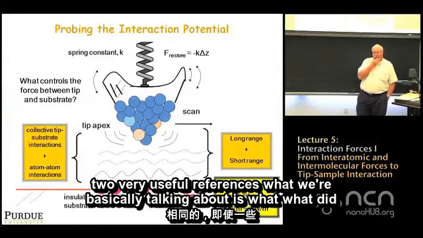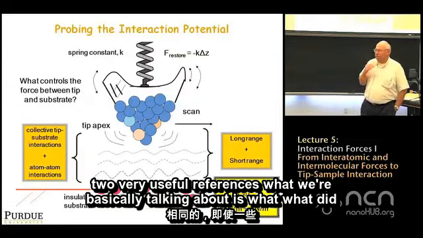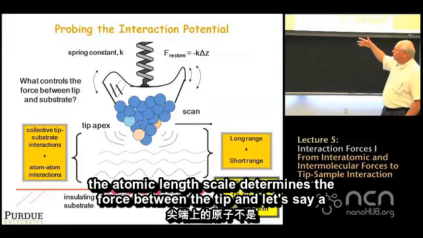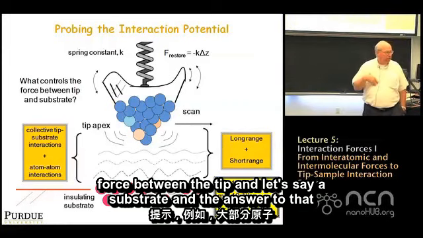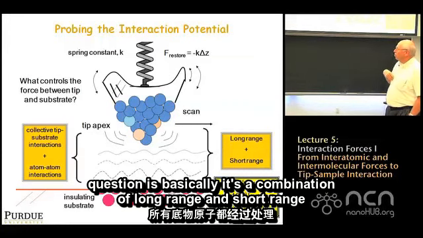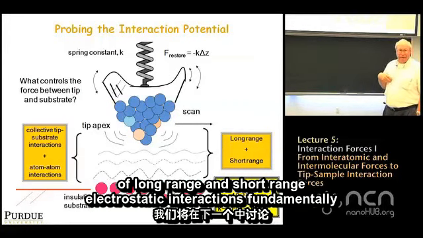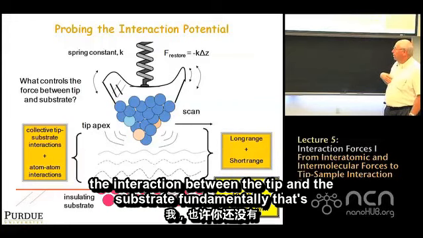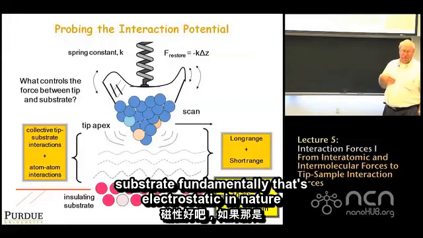What we're basically talking about is what at the atomic length scale determines the force between a tip and, let's say, a substrate. And the answer to that question is basically it's a combination of long-range and short-range electrostatic interactions. Fundamentally, the interaction between the tip and the substrate is electrostatic in nature.